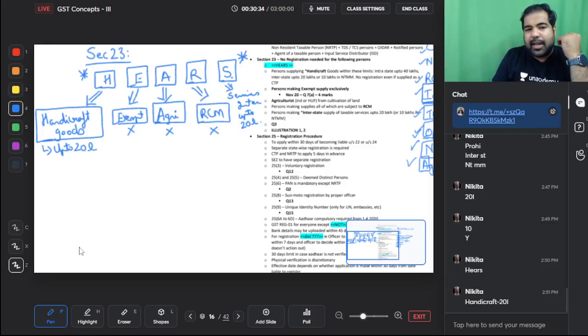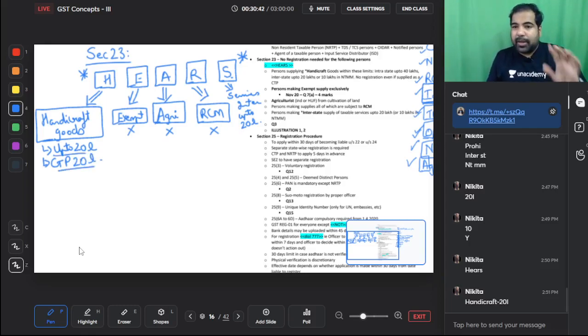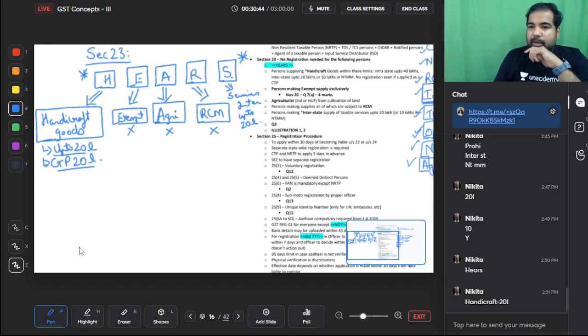And if you are selling these handicraft goods in an exhibition, for example like a casual taxable person, then also up to 20 lakhs you don't have to register. So handicraft people, guys, very important. Handicraft people, when they sell within the state, obviously the limit is 40 lakh. When they sell to other states, also interstate, they don't have to compulsorily register up to 20 lakhs, and a casual taxable person also, they don't need to register up to 20 lakhs. This limit is all aggregate.